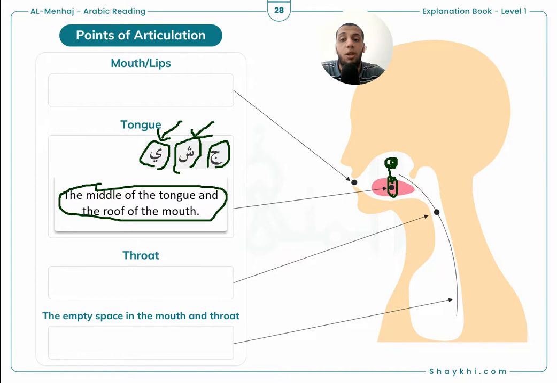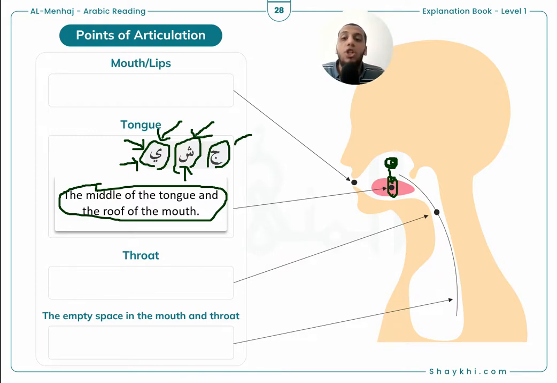So what is the difference between them? The difference is that the space between the middle part of the tongue and the roof of the mouth with letter Ya is bigger than the space when we pronounce letter Sheen. They will not meet completely also, as with letter Sheen, but the space is bigger.